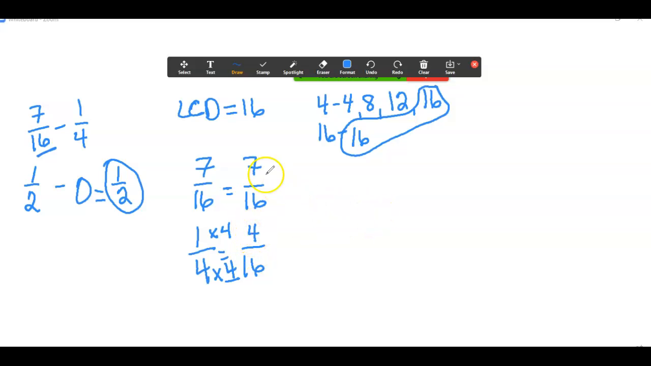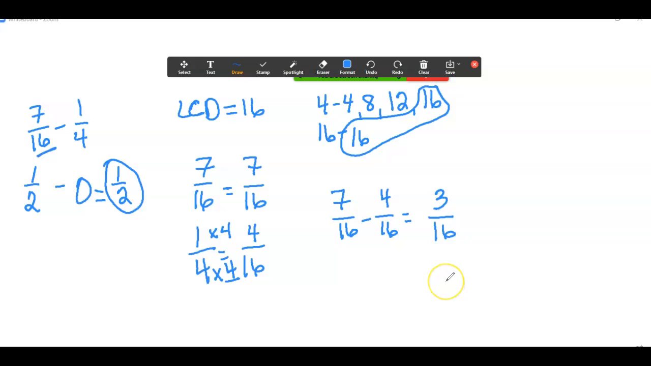Okay, I'm going to go back and double check. This time I'm subtracting. Okay, so I'm doing 7/16 minus 4/16. Okay, so 7 minus 4 is 3/16.